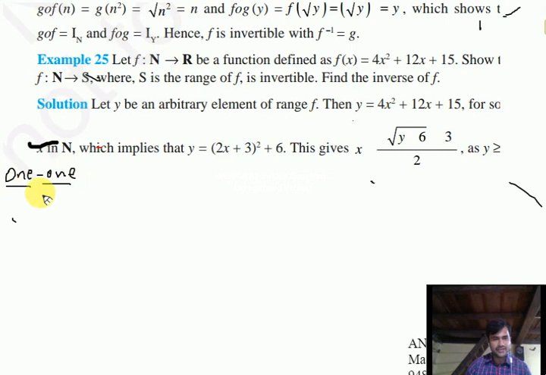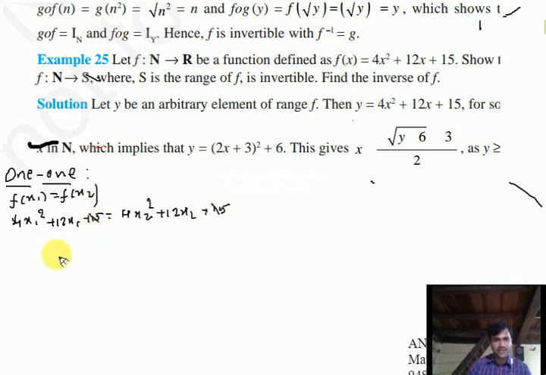So to prove it as 1-1, we need to assume the given function as f of x1 equals f of x2. Okay, so now f of x is 4x square plus 12x plus 15, so we can consider this as 4x1 square plus 12x1 plus 15 equals 4x2 square plus 12x2 plus 15. So we can cancel 15 and 15 on both sides. Then we have 4x1 square plus 12x1.